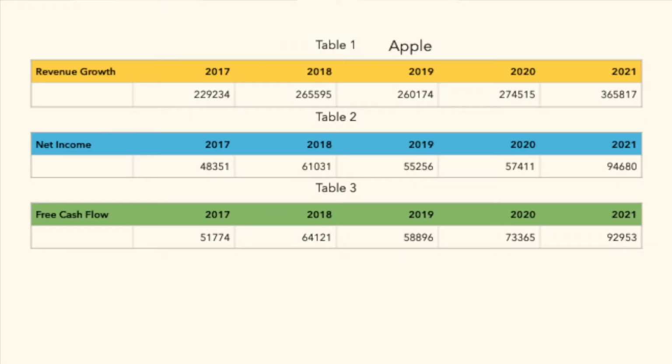And with that, let's get right into Apple's growth. So you can see that Apple from 2017 to 2021 grew from $229 billion to about $365.8 billion in revenue. That is incredible growth. You can also see net income growth. It grew from $48 billion to $94 billion. Free cash flow grew from $51.7 billion to $92.9 billion.